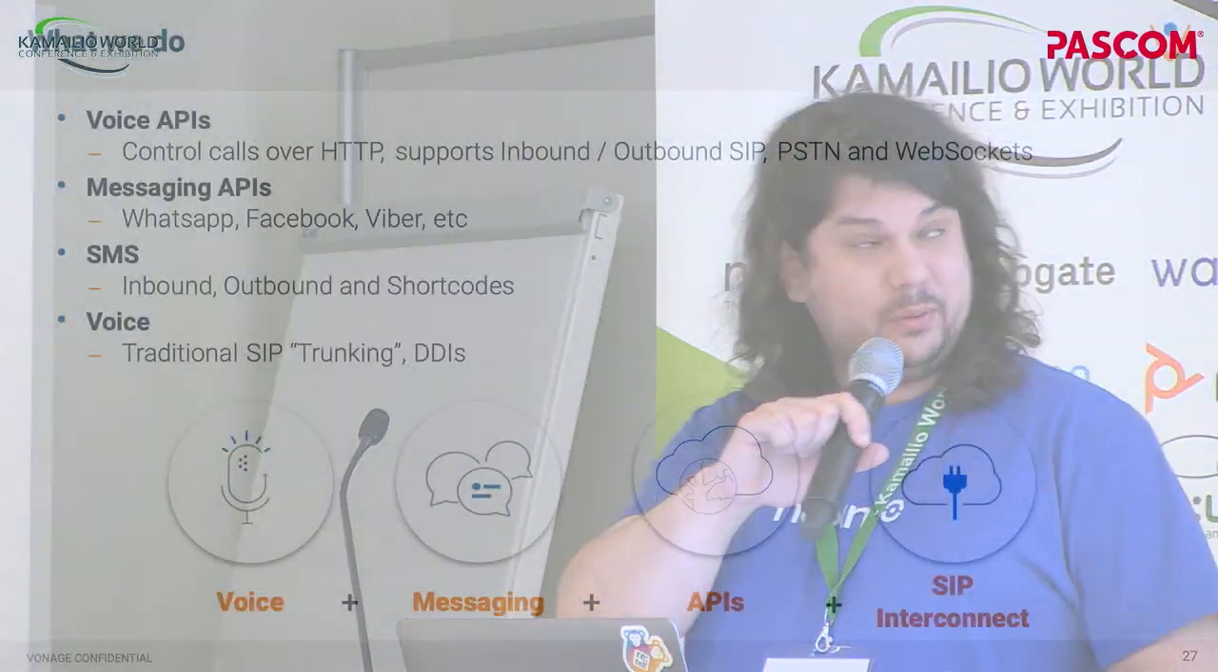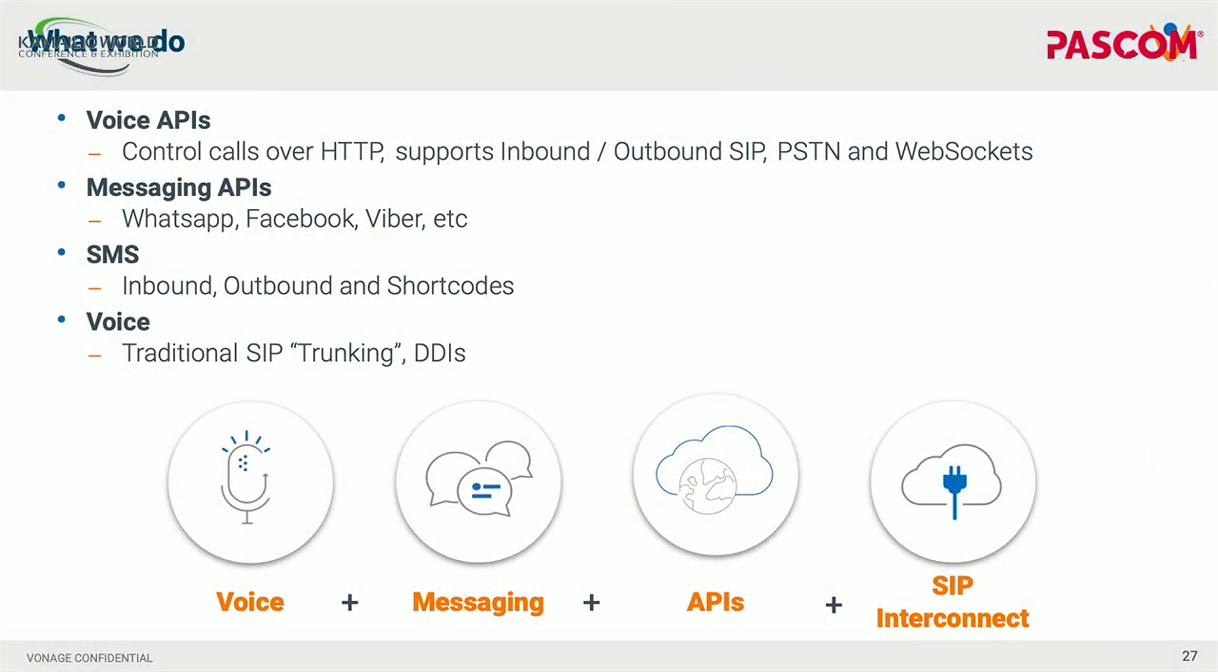Okay. So I'm a system engineer at NextWay. In terms of what we do, voice API stuff, so controlling calls over HTTP. The idea being that a developer can interact with voice with their apps without understanding SIP or telecoms or any of that stuff. We also offer messaging APIs, so currently we're tied in with WhatsApp, Facebook and Viber. So again, that's all over HTTP. We do SMS, that's kind of how we started out. So inbound, outbound, short codes. We've got kind of global reach and can get numbers for almost anywhere. And then on the voice side, we do the traditional SIP trunking and DDIs.